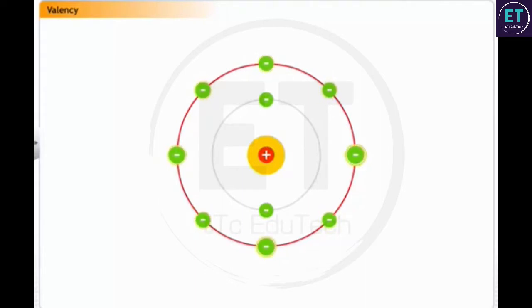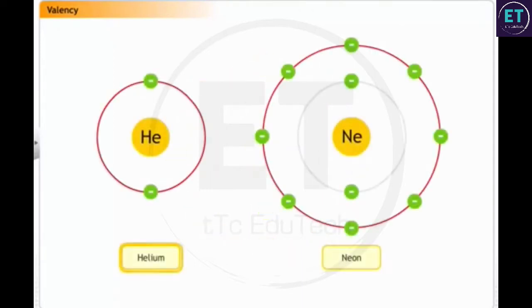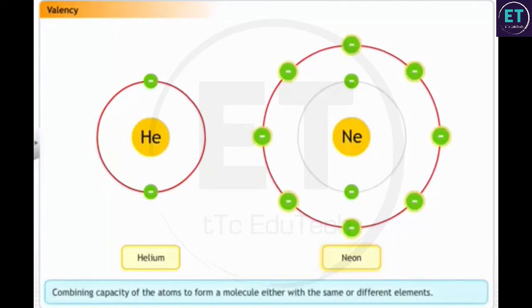The outermost shell of inert gas elements, whose subshells are completely filled, is stable. For example, helium and neon, where helium has 2 electrons in its outermost shell and all other inert gas elements have 8 electrons. The combining capacity of an atom to form molecules, either with the same or different elements, is defined as valency.